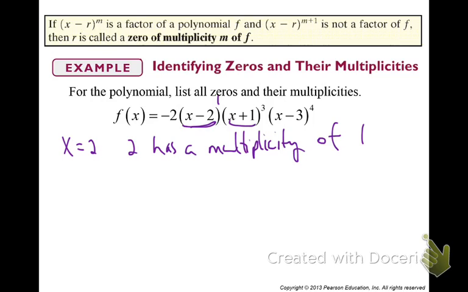All right? Our next one, what's our 0 for the x plus 1? -1. So -1 has a multiplicity of what? And our last 0 here, what's our 0 there? 3 has a multiplicity of 4. Okay. This is important because it will show us here in a little bit whether it crosses at that 0, or just touches and goes back down, or touches and goes back up.